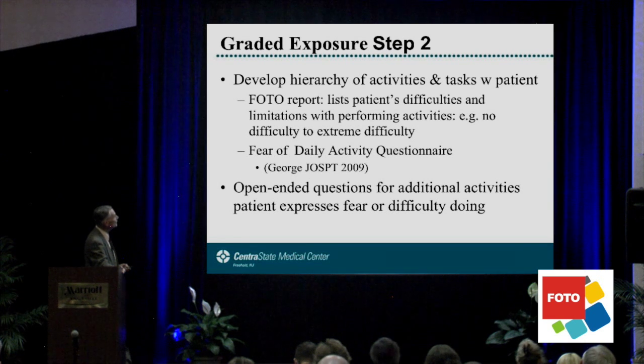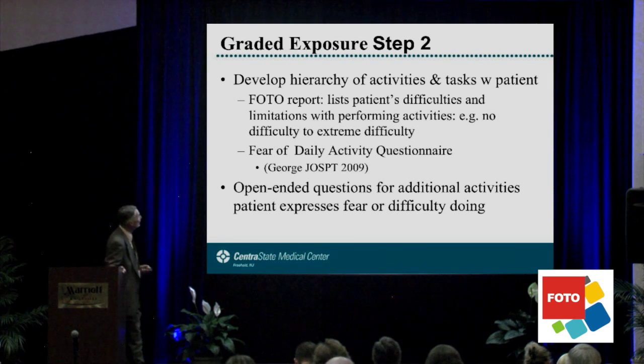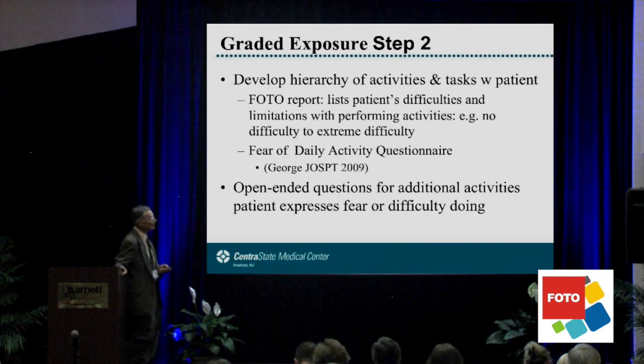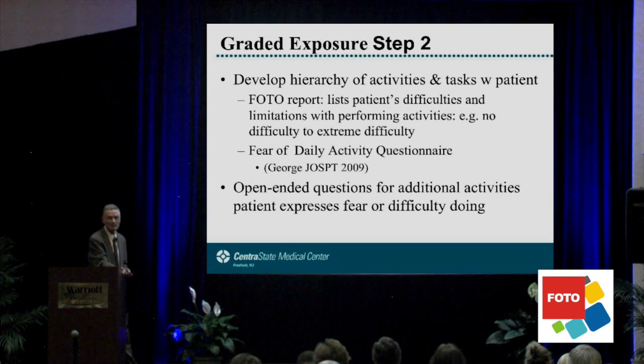And now, the second step in this exposure in vivo program is the development of a hierarchy of activities or tasks. And actually, the photo report lists that for you. That's item mapping. And a couple of questions to define moderate activity versus difficulty with recreation, et cetera, is sweet, and it'll set you up on this hierarchical thing very rapidly.